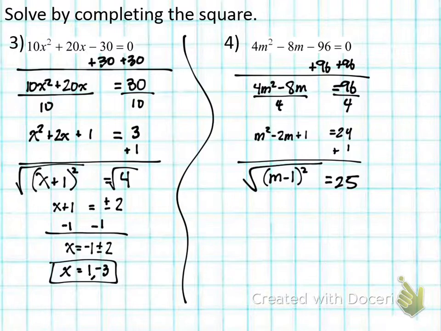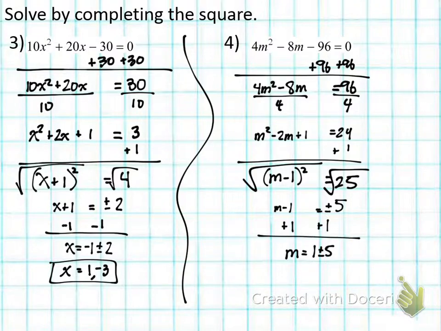Take the square root of both sides. Get m minus 1 is equal to positive and negative 5. Add 1 to both sides. Got m is equal to 1 plus or minus 5. 1 plus 5 is equal to 6. 1 minus 5 is equal to negative 4.